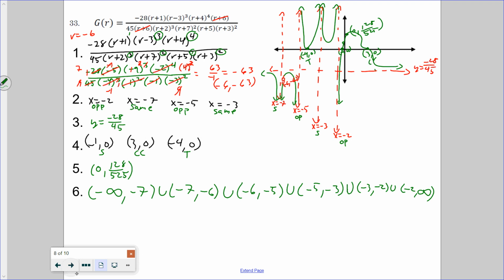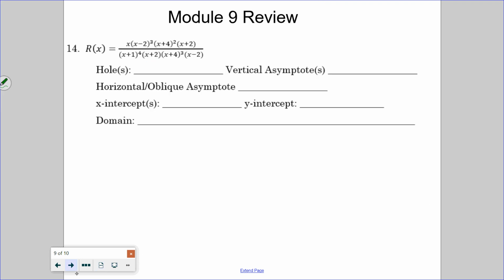All right, let's keep going. This one is on your Module 9 review. And I'm not going to do the whole thing with you guys because we just kind of did 2 problems just like it. But there's something I want to touch on here. And that's kind of the concept of holes and what happens when you cancel stuff out.